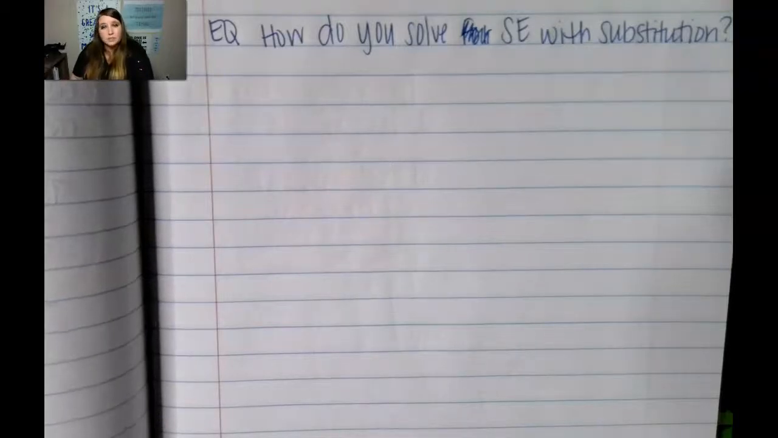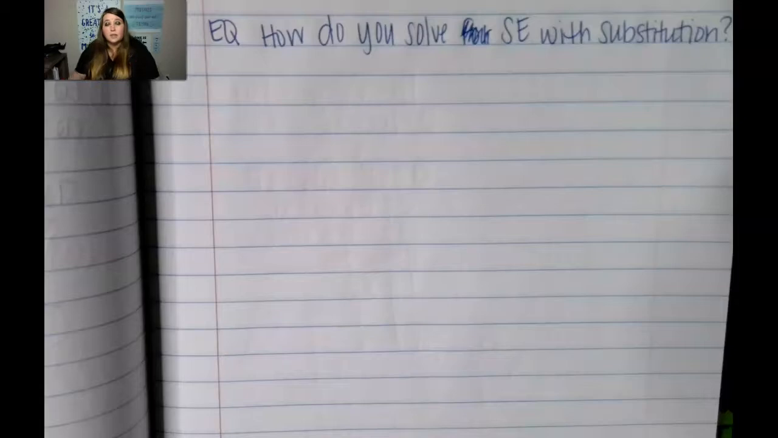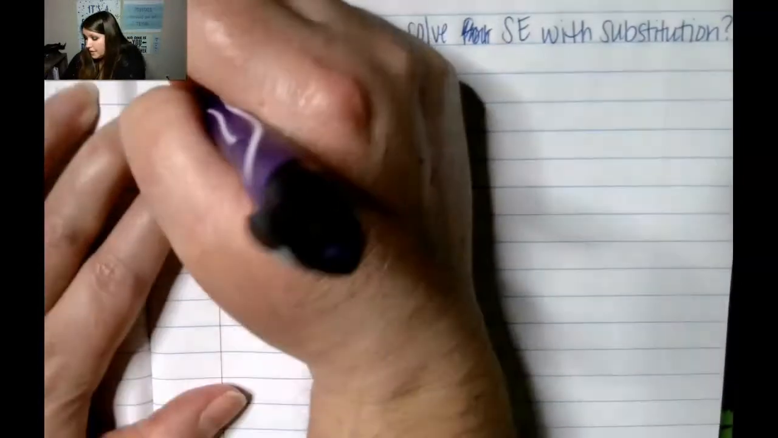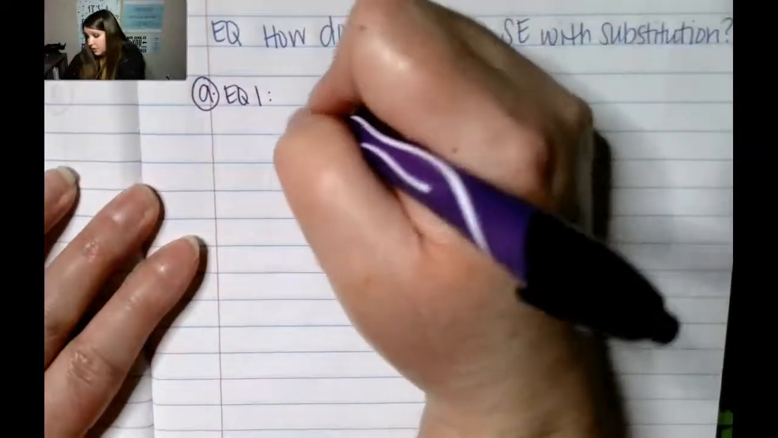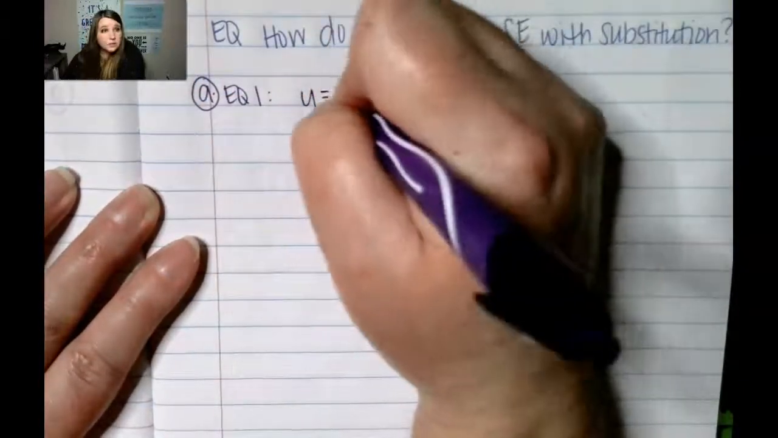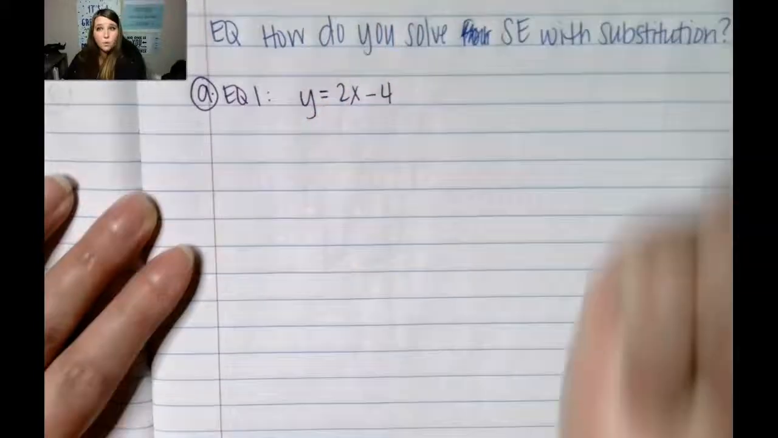However, we are going to be using substitution. So we will not be graphing this time around. Instead, we are going to use substitution. So this looks the exact same as we did before. You will have equation 1. And in the first example, equation 1 says y equals 2x minus 4.